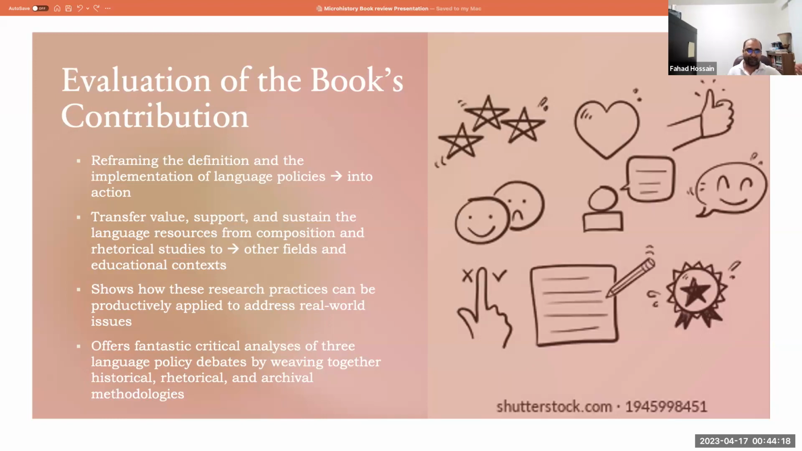And it also transfers values, support and sustains the language resources from the composition and rhetoric studies field to other fields such as communication, public administration, policy making, or other fields. And it also shows how these research practices can be productively applied to address real world needs or issues. And overall, it offers fantastic critical analysis of three language policy debates by weaving them together in historical, rhetorical, and archival context.